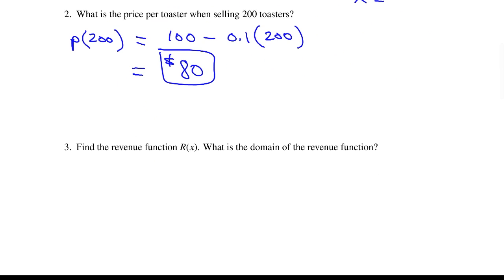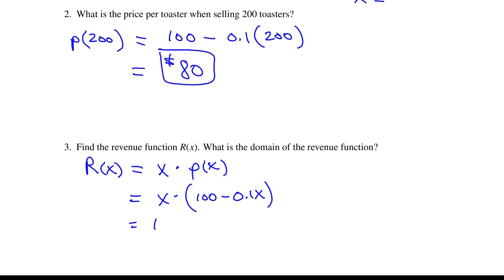Question 3. Find the revenue function, and what is the domain of the revenue function? So recall that the revenue function is x times p of x. That's the number of items you're buying times the price per item. So this is x times (100 - 0.1x), which is 100x - 0.1x squared.